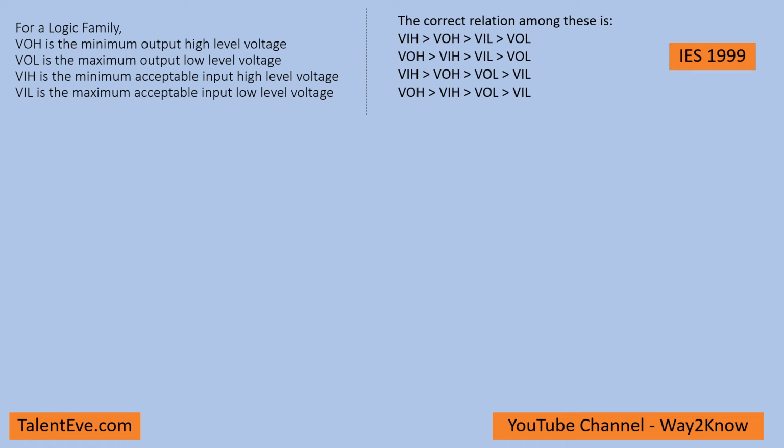Let us see how to understand this problem and solve it. So basically what is given is there is a logic family. For this logic family, the VOH is represented as the minimum output high level voltage. VOL is the maximum output low level voltage. VIH is the minimum acceptable input high level voltage. VIL is the maximum acceptable input low level voltage, and we have to determine the relation between these.